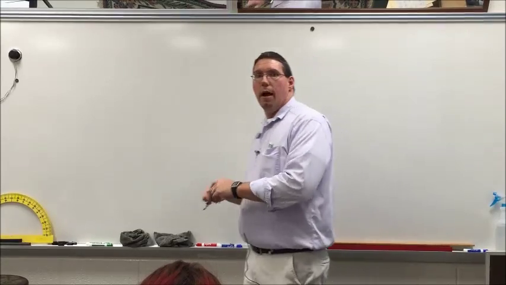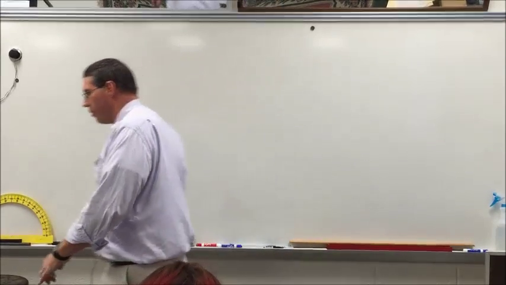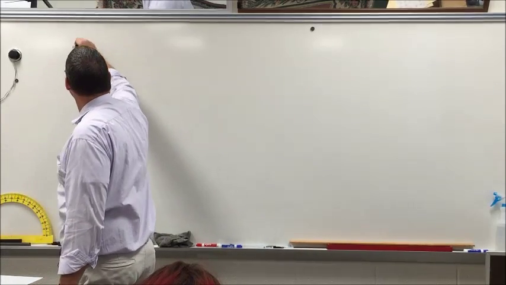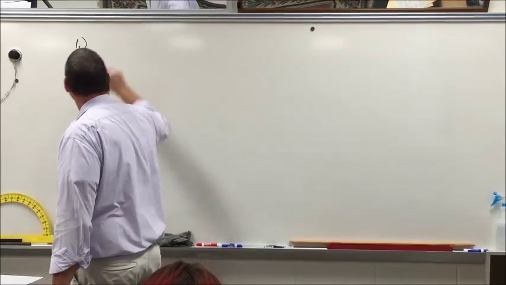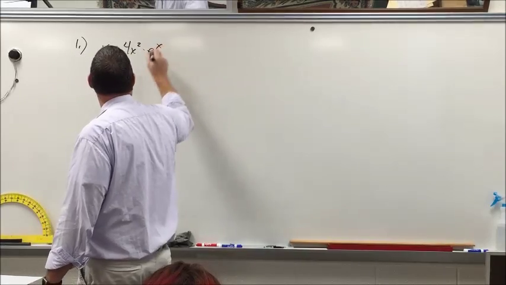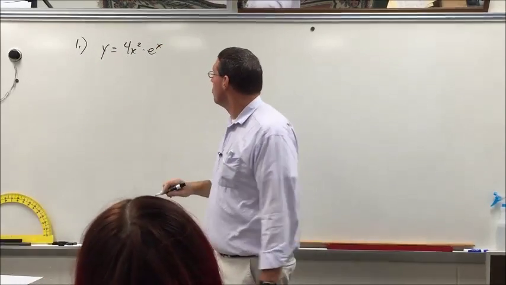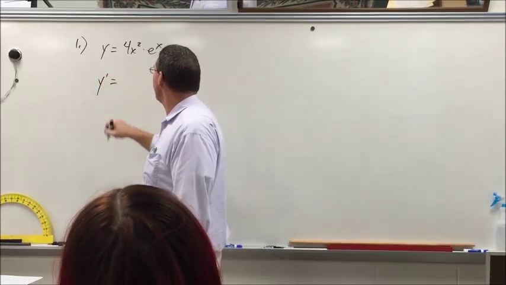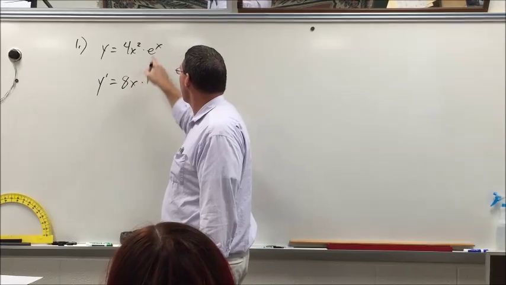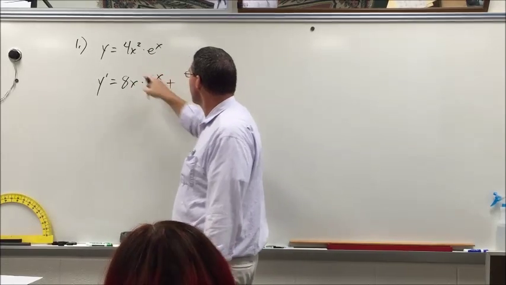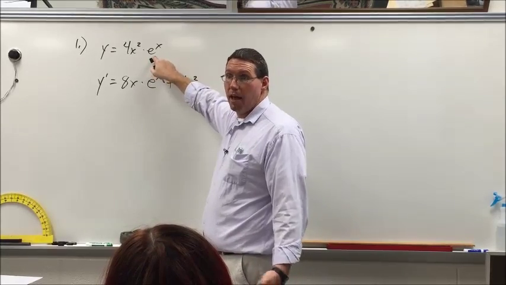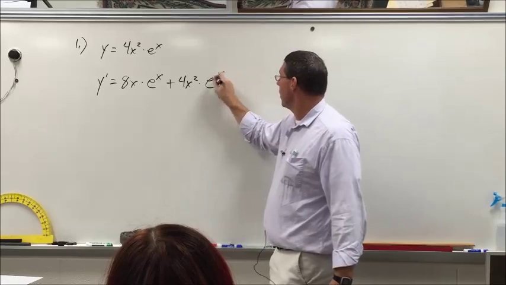Okay, so let's look at this. We got this piece of paper, right? The very first one says, question number one: y is equal to 4x squared times e to the x. Which rule do we need? The product rule. So y prime, the derivative, is going to be the derivative of the first function, 8x, times the second function, plus the first function, 4x squared, times the derivative of the second function, which is e to the x. There we go.